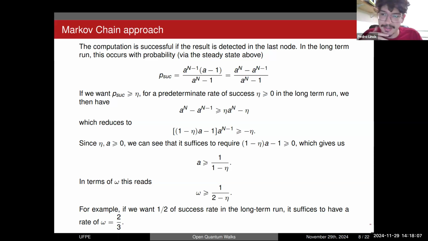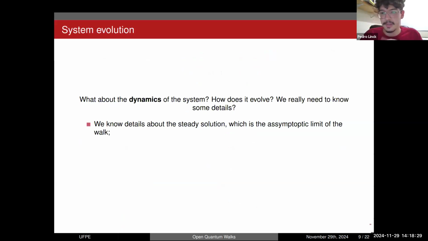It's more a mathematical result that is interesting on its own, but for simulations and designing experiments, this is not actually the best thing you can do. So we need to study not only the stationary condition, but the dynamics of the system, the evolution of the system, which is exactly what I wrote here. And what about the dynamics of the system? How does it evolve? Do we really need to know some details, or not? Well, I just explained that you do.